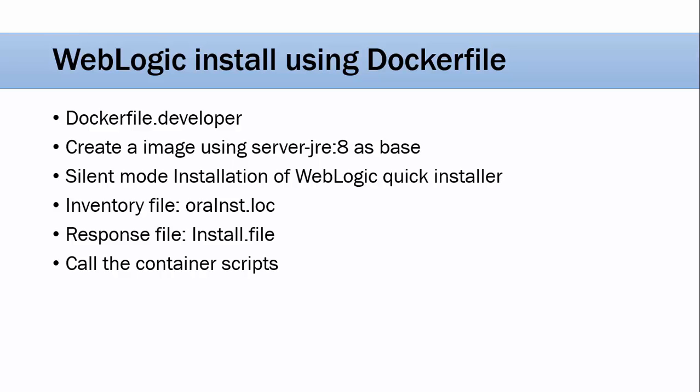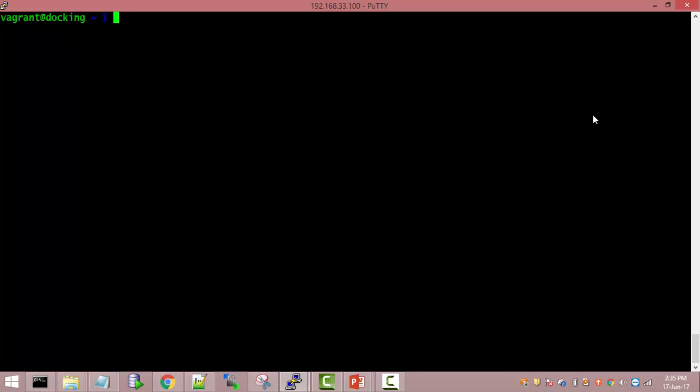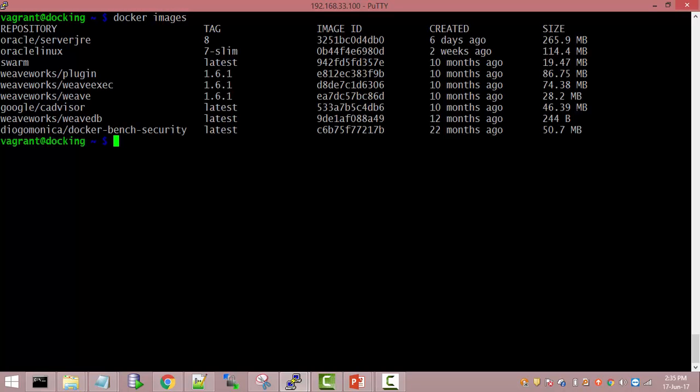Let us go to the build and how it is going to work. In short, we are going to see. We logged into the Vagrant box. In this box, you can see the Docker images. Last time we created server JRE. So based on this image, we are going to create.